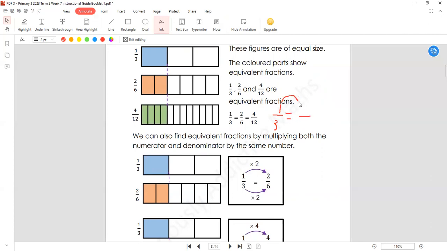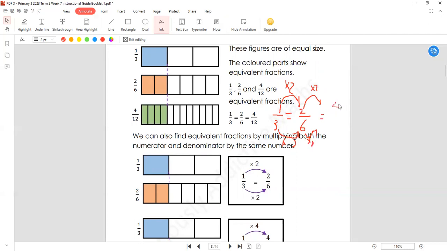So 1 times 2 is 2. So if you multiply the numerator by 2, you multiply the denominator by 2 as well. And then the answer will be 2 times 3 equals 6. Okay, so it is the same, right? Now, what if you multiply again by 2? Just remember that when you multiply the numerator by one number, you must multiply the denominator by the same number. So you get 4 out of 12.